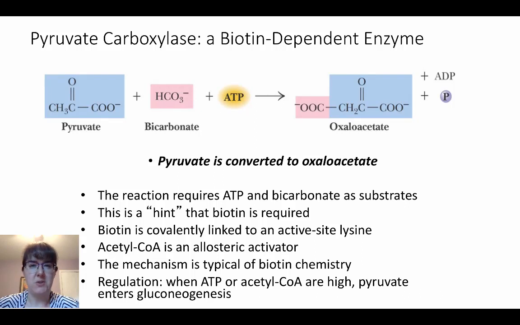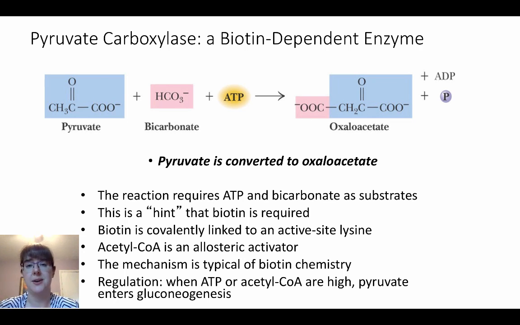To start gluconeogenesis, we're going to begin with pyruvate. This is going to require two different enzymes to get us from pyruvate back to phosphoenolpyruvate, but we're going to do it in two steps. The first one is going to involve going from pyruvate to oxaloacetate.